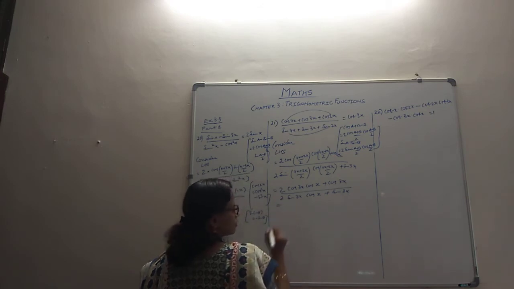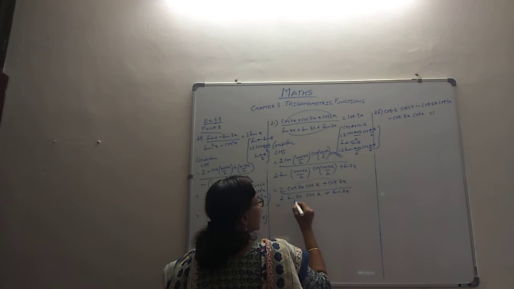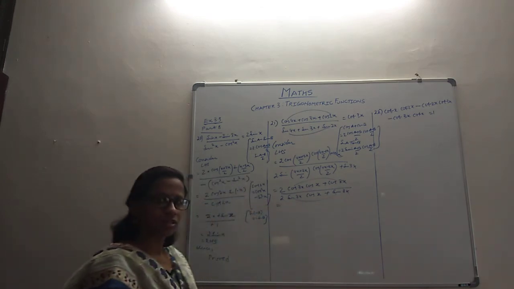So you have, if you carefully observe, in the numerator you have this cos 3x common and you have the sin 3x common. So let's take it out.